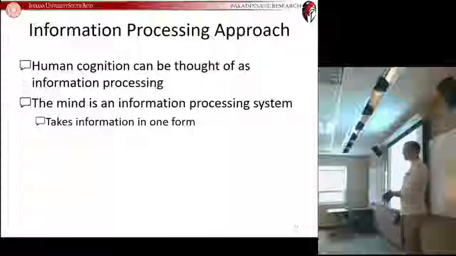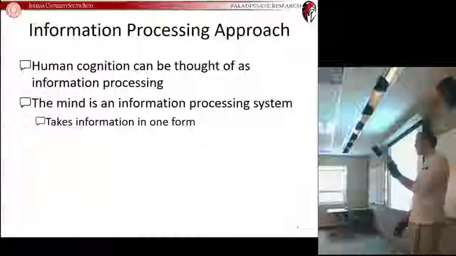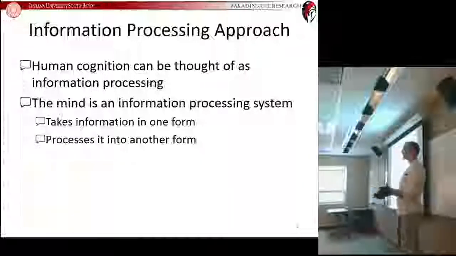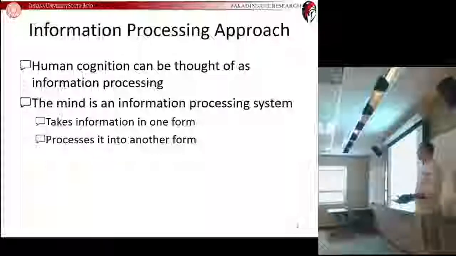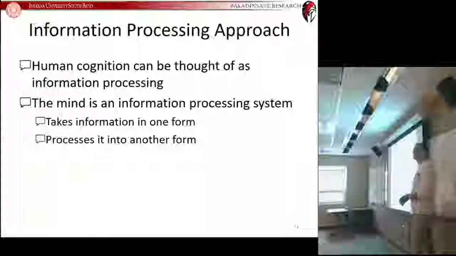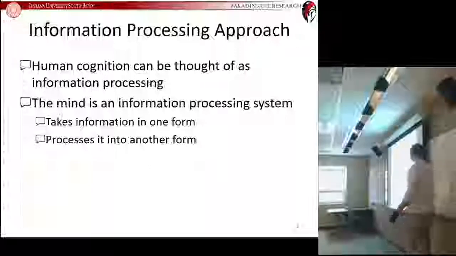So this information processing system takes in information in one form, and then it processes it into another form, and that is the output that we have evidence of. So we know something's going in, we know something's coming out, and we as psychologists try to figure out what happened in between in order to get that output.